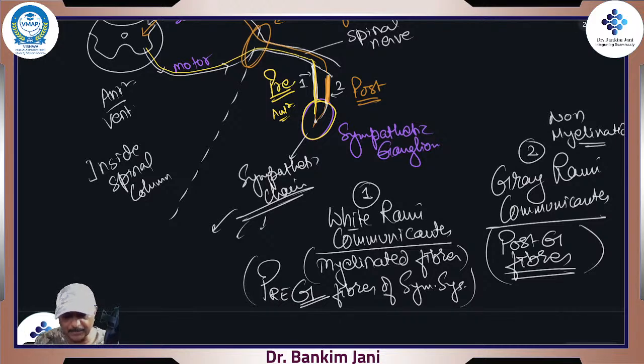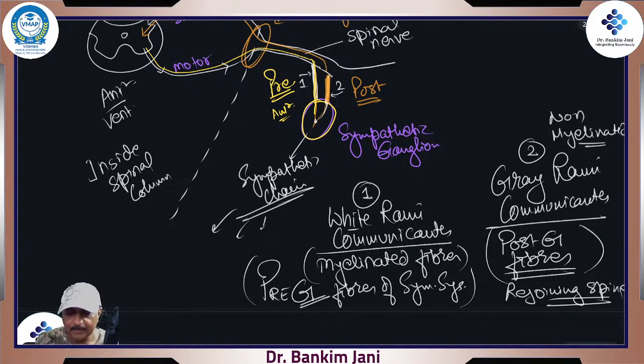The fibers which are connecting from the spine to the ganglia, the preganglionic fibers, are called white rami communicants. The fibers which are coming out of the ganglion and rejoining the spine are called gray rami communicants. They are non-myelinated. That's the whole game, right?